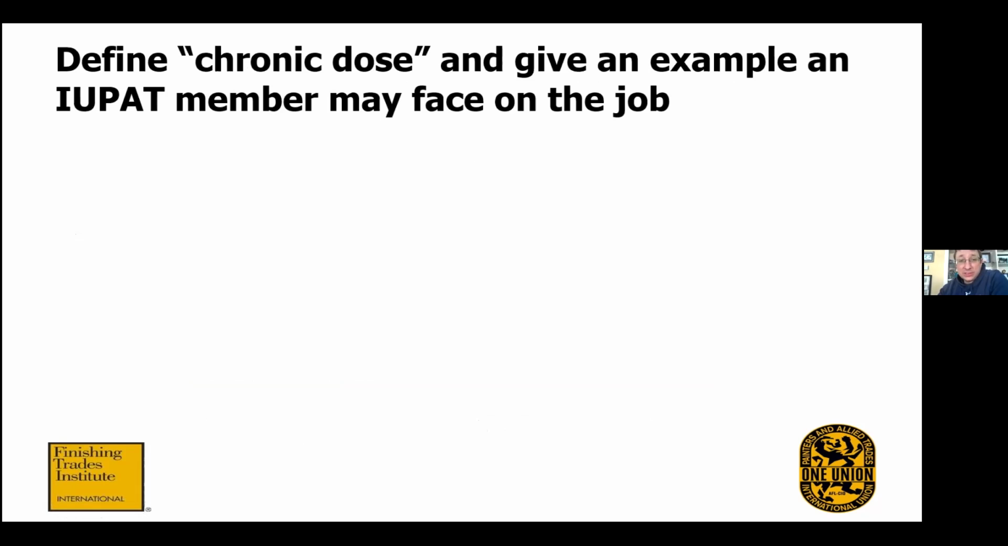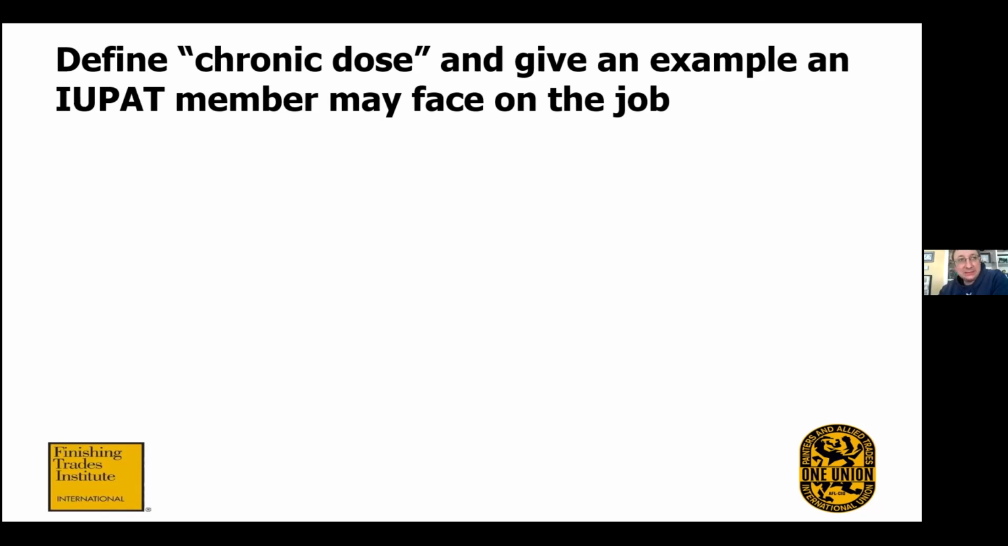Define chronic dose and give an example. So we already defined what chronic means. How about an example of a chronic dose that an IUPAT member might experience? If someone were working at one of those power plants, and that could be something where maybe they weren't getting a lot, maybe they weren't working around it directly, but because they were indirectly working around it, they could get. That's right. Yep. Any other examples?